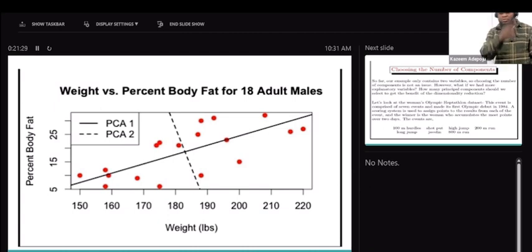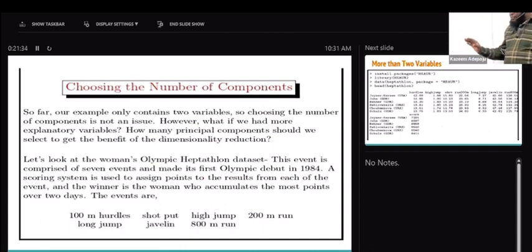Take a look at that. Now I want to take us to so many variables. And I'm going to use an example from sports. I like athletics a lot, track. Oh my God, I love it. When we have so many variables now, and we want to go beyond 2 variables, how do we choose the number of components? How do we choose the number of principal components?